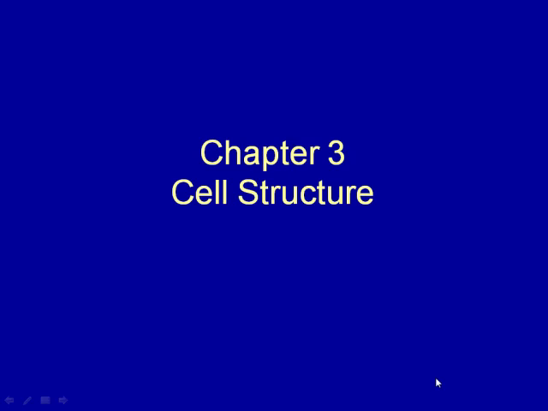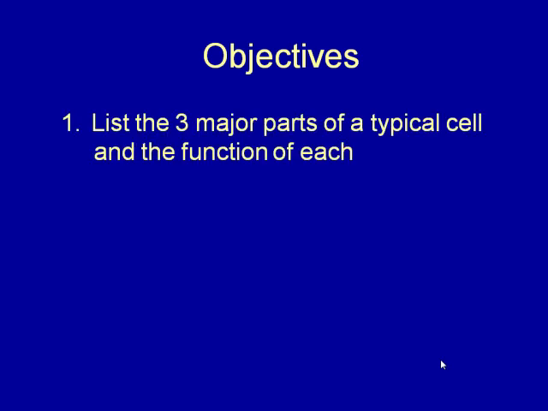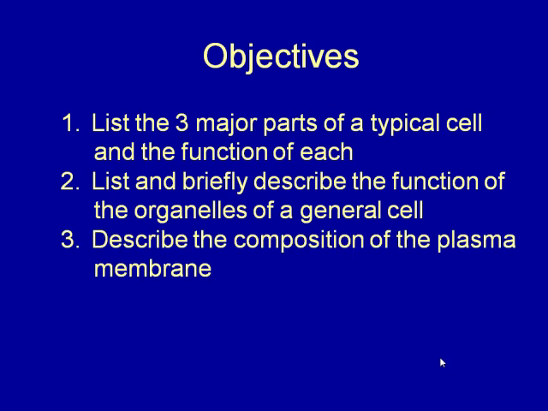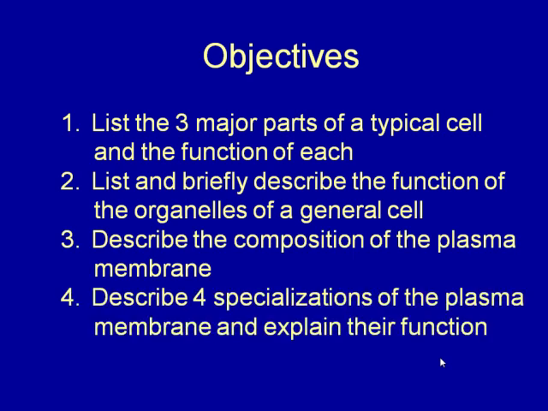In Chapter 3, we're going to look at cells and tissues, and we'll start out by looking at cell structure. The objectives for this particular section are to be able to list the three major parts of a typical cell and the function of each, list and briefly describe the function of the organelles of a general cell, describe the composition of the plasma membrane, and describe 4 specializations of the plasma membrane and explain their function.